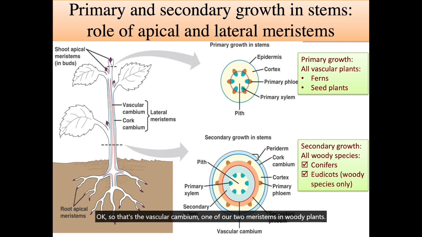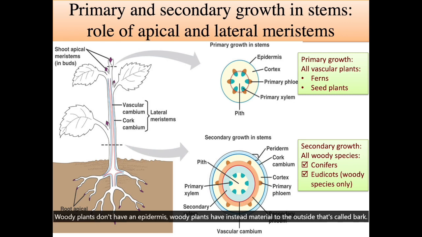Okay, so that's the vascular cambium, one of our two meristems in woody plants. There is a second meristem in woody plants to the outside, and that's called the cork cambium. The cork cambium is shown here. You can see it labeled, and it's got this tissue to the outside of it called the periderm, and the cork cambium is what makes the new protective layer of a woody plant.